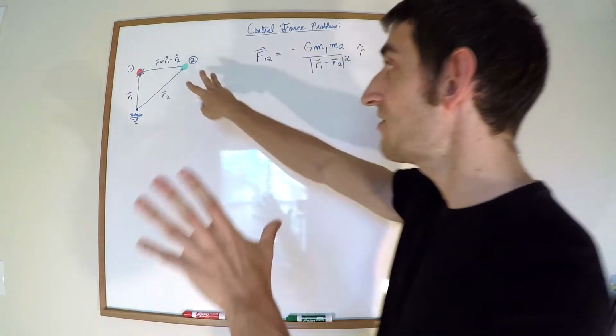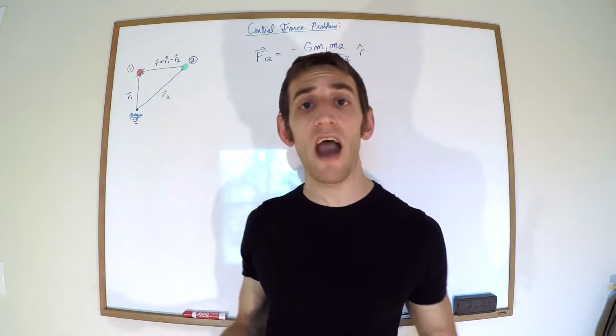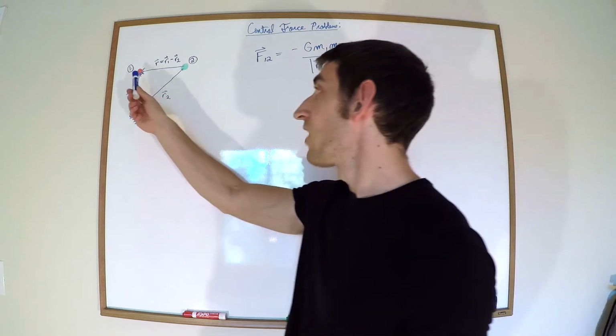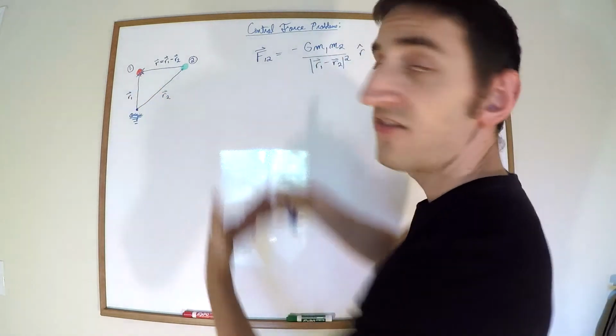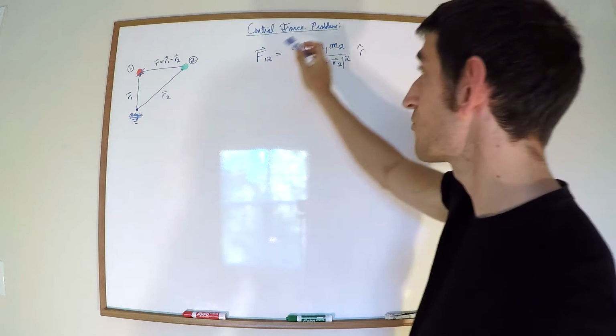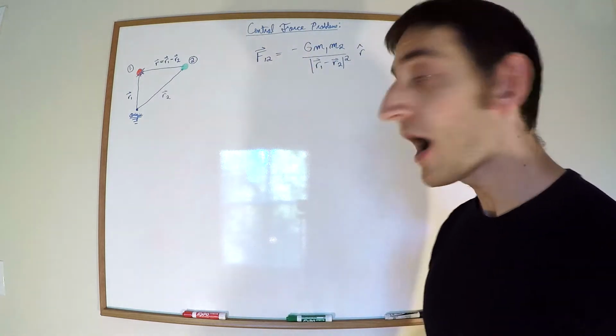So we have these guys, and we know from Newton's law of gravitation that there's going to be a force between these guys that act towards the center, right? They act towards the bodies. That's why we have a central force problem, okay?